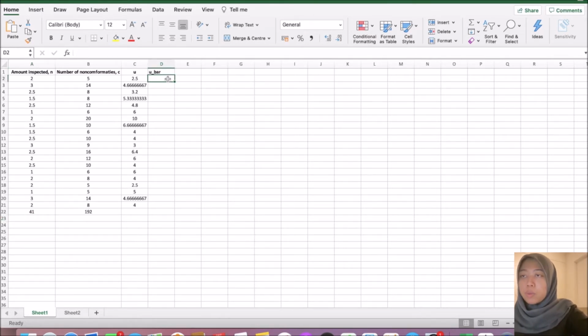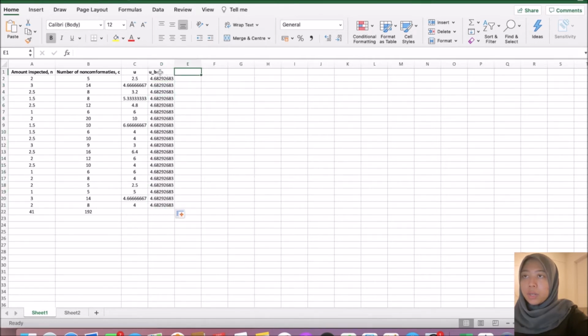We can now get the value of U bar. So U bar is the total of C divided by the total of N. So we got these values. What we need to do now is to copy them. Copy these values. The U bar is also the center limit. Okay, so we're done with the center limit.